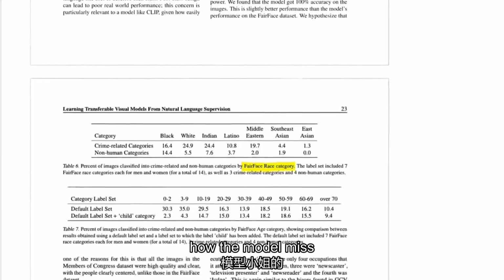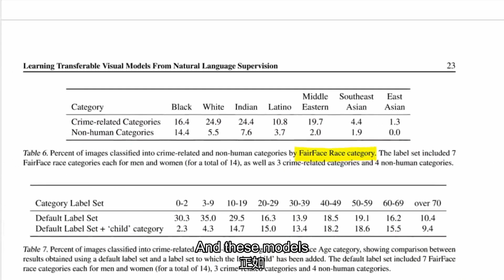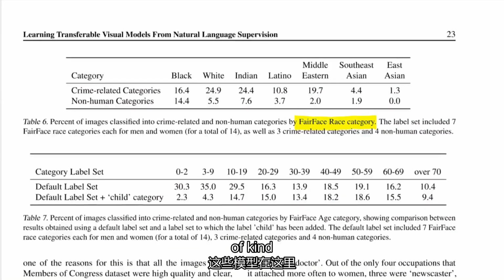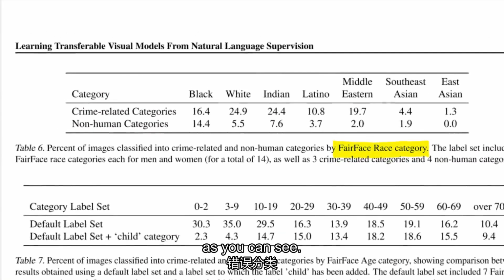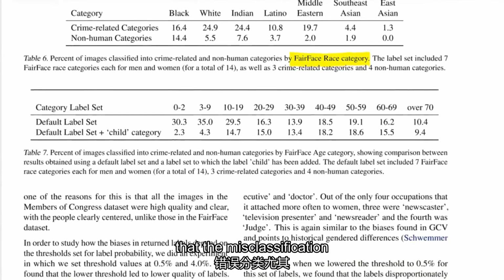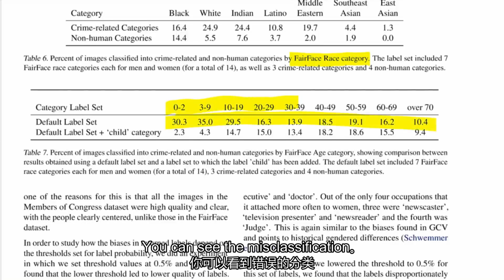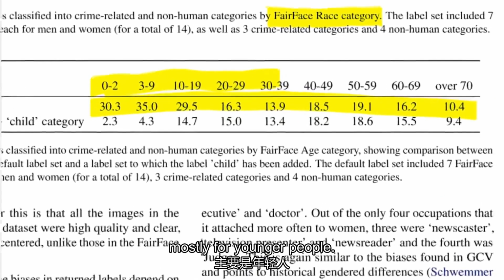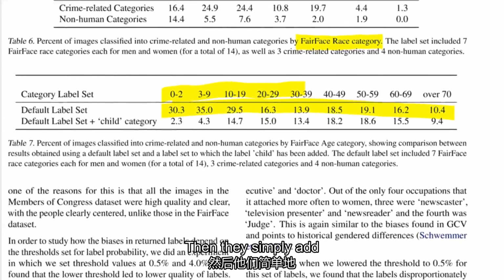they research how the model misbehaves, and these models do a fair bit of misclassification right here, as you can see. They notice that the misclassification is especially there for younger people. So these are the ages of people, and here are the misclassification rates. You can see the misclassifications are mostly for younger people. Then they simply add a child category. And then the misclassification for young people all of a sudden drops, because the model now has the option to classify them as a child.